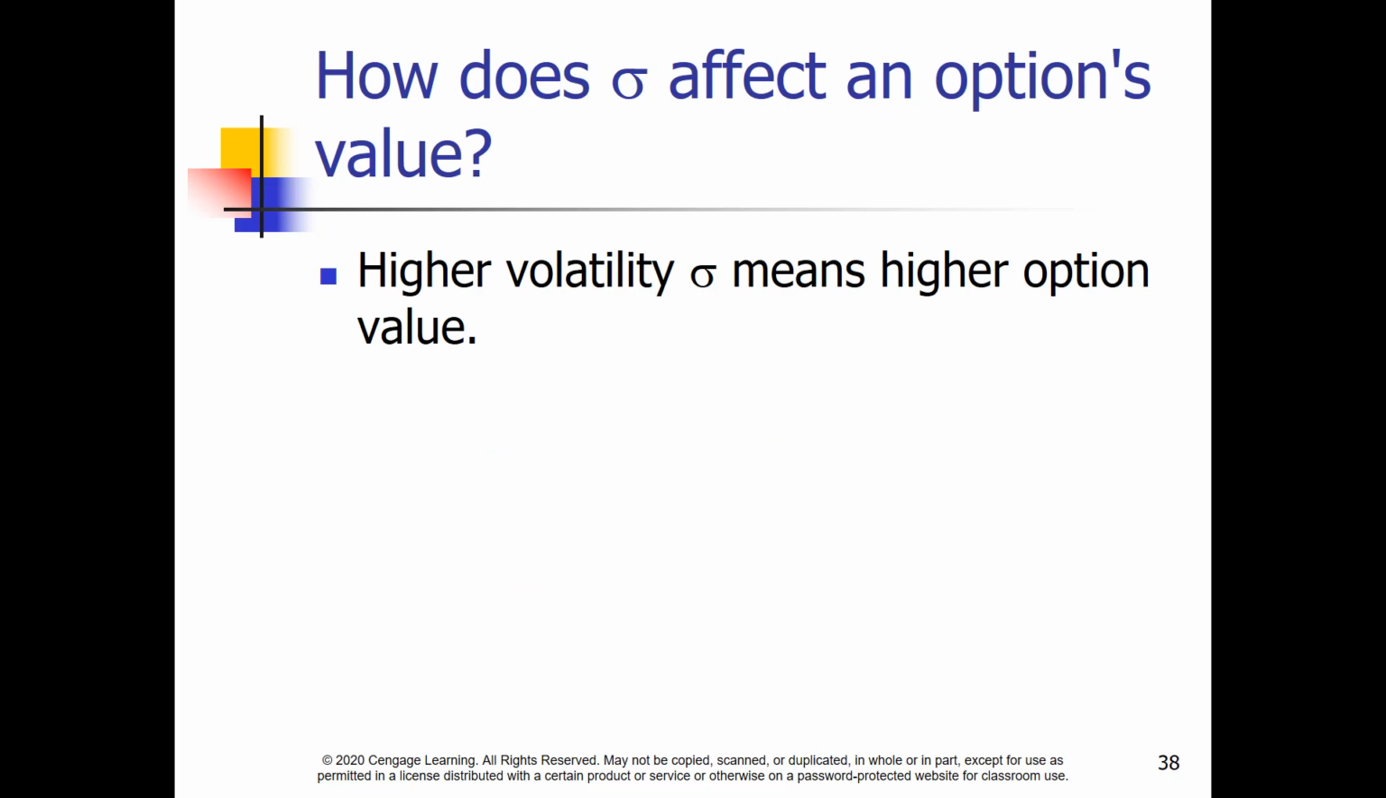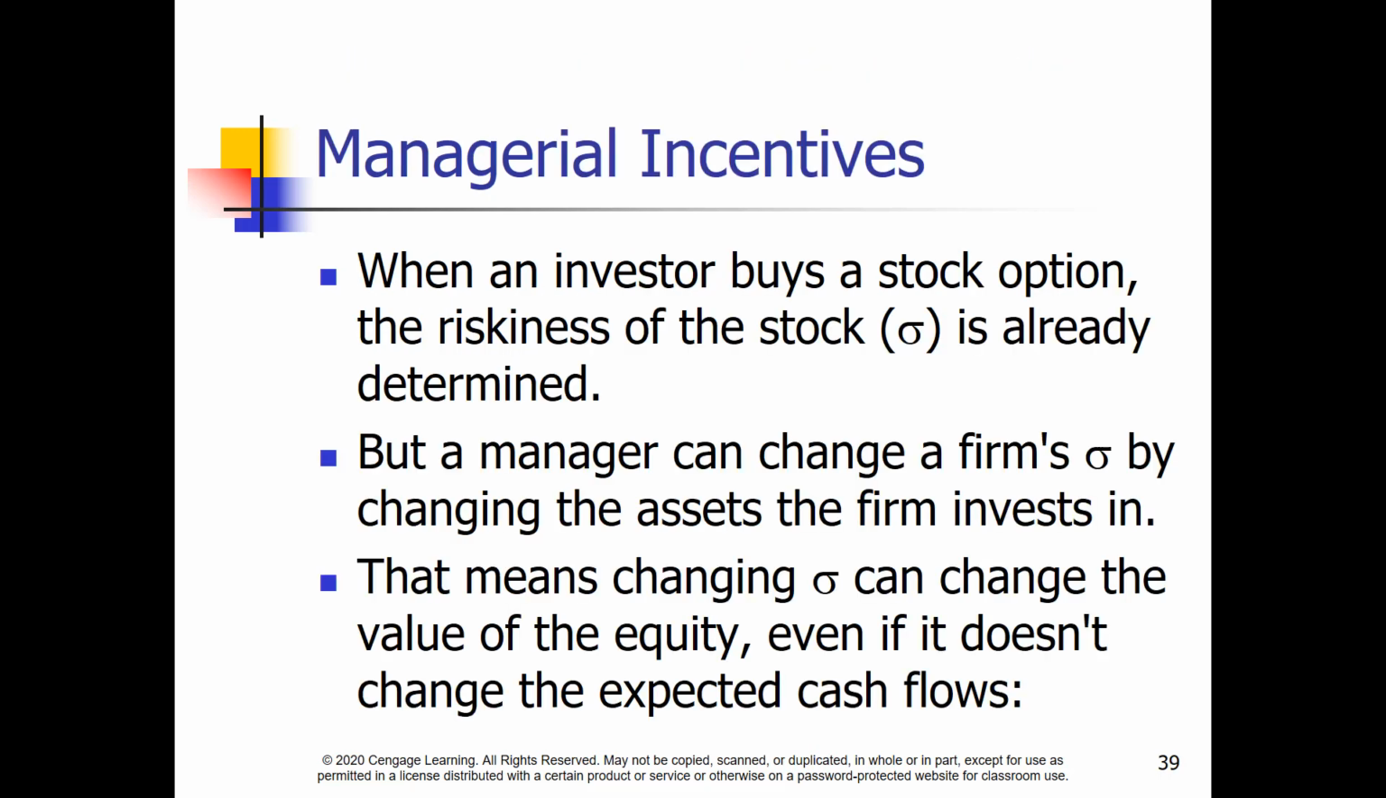Remember from Chapter 8, with options, higher volatility means higher option value. Higher option value means a higher value of equity. With stock options, the riskiness of the underlying stock is already determined. Option valuation in a corporate application is different. Management can affect the firm's volatility by changing the risk of the projects the firm invests in. As the slide states, changing the risk changes the volatility, which can change the value of equity even if the expected cash flows generated do not change.